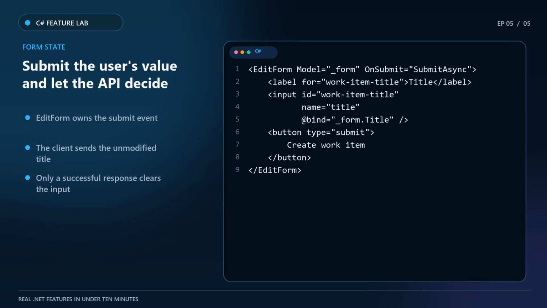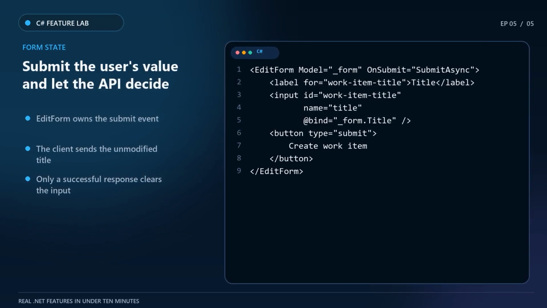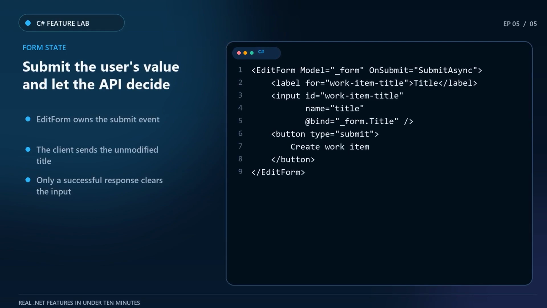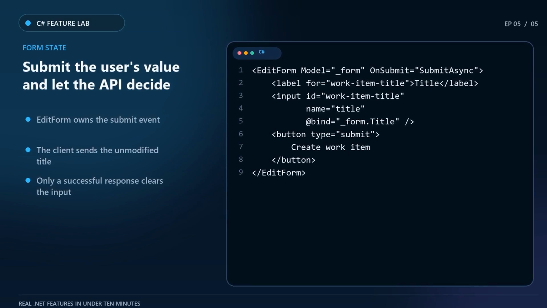The form binds one title and handles submit rather than inventing a second client-side length rule. Submit clears old messages, sets an in-progress flag, and passes the user's value to IWorkItemApi. Notice that the component does not trim before sending. The server owns normalization and returns the value it accepted.